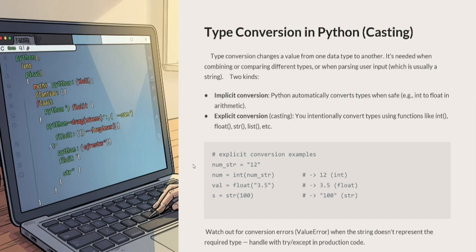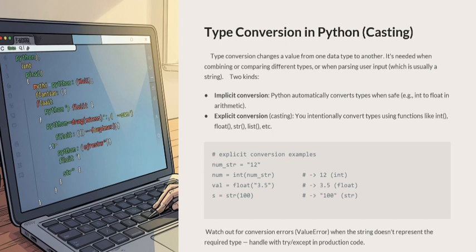Okay, so string to float. Here you can see the value becomes a floating point number. Here we have converted integer to string. Now the number becomes 100, which is a string.